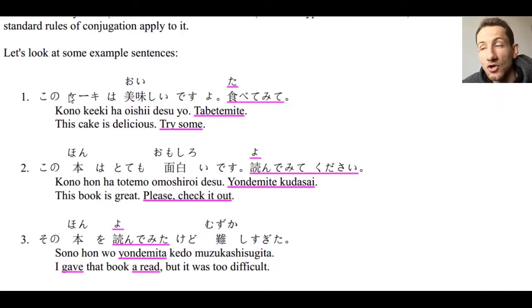Number 1, このケーキは美味しいですよ。食べてみて。So this cake is delicious. Try some. So we have the te form, 食べてみて. So telling someone, hey, try it. 食べてみて. Give it a try.